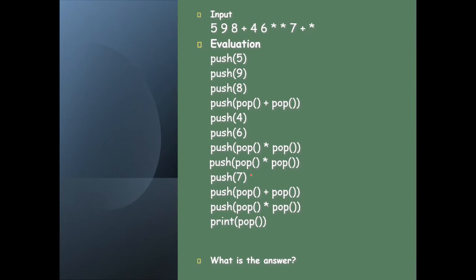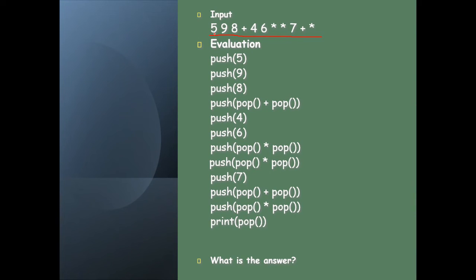So this is an example. See, the example is given as 5 9 8 plus 4 6 star star 7 plus star. So again the same thing, this is a postfix form of expression. And now you're not going to convert it, you have to evaluate it. I have considered two things here. First, the operand is a single digit, and second, the operator is a binary operator which requires two operands for performing the operation. So we will scan the expression from left to right.